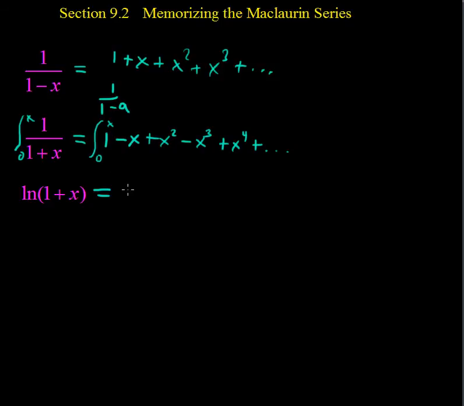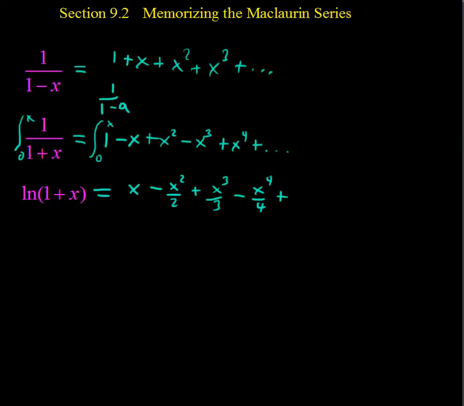So the integral of 1 is x. The integral of negative x is negative x squared over 2. And then plus x cubed over 3. And minus x to the fourth over 4. And you begin to see the pattern. This ends up being x to the n over n. So that's ln of 1 plus x.